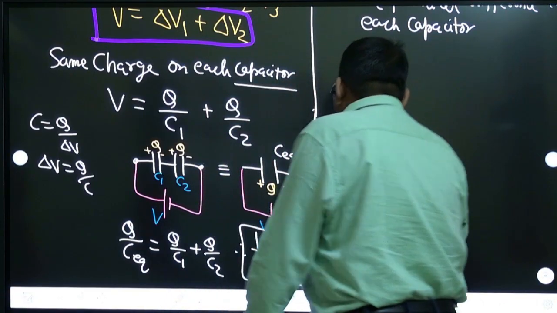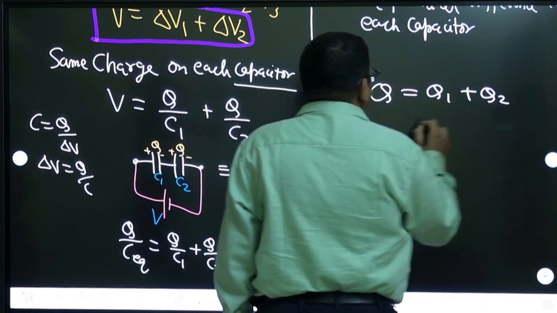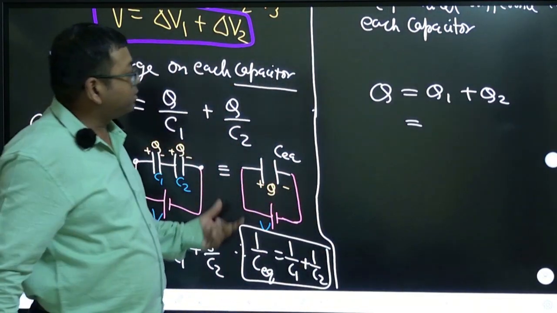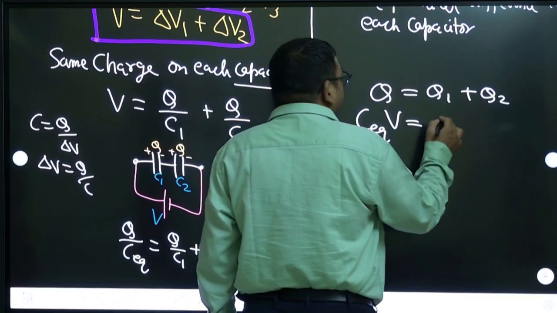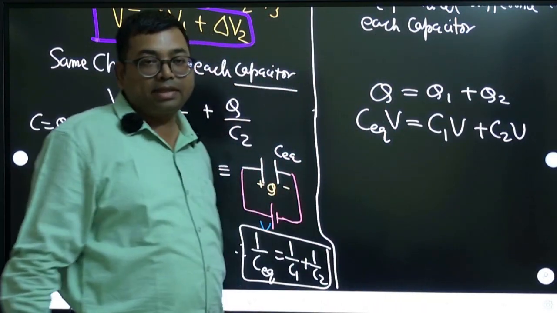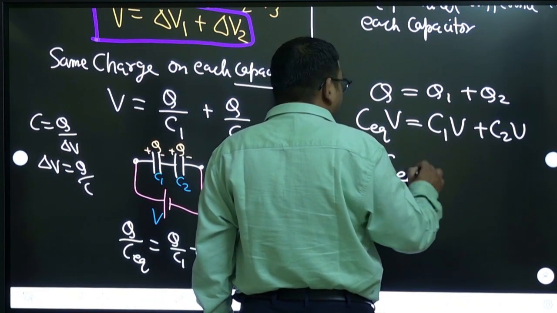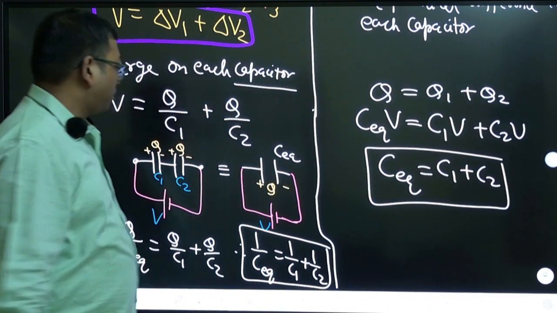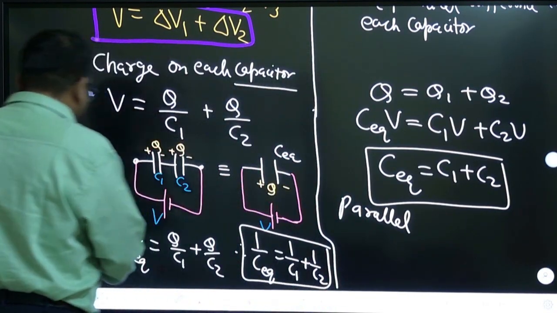Parallel means what will divide? I told you, in parallel the charge will divide: Q1 plus Q2. In the same manner, these two parallel capacitors can be replaced by a single capacitor. So this charge can be written as C equivalent into voltage. Here Q will be C1 into V plus C2 into V, because here the voltage difference remains the same, so V will get cancelled. So the simple formula comes: C equivalent is C1 plus C2. Are you clear about this? So this is what happens in parallel and this is what happens in series.